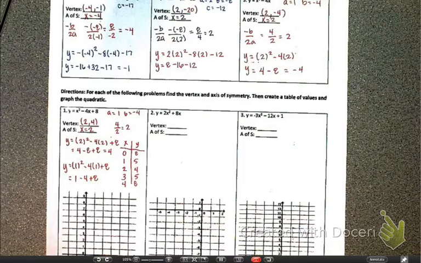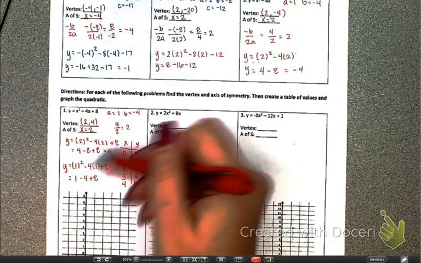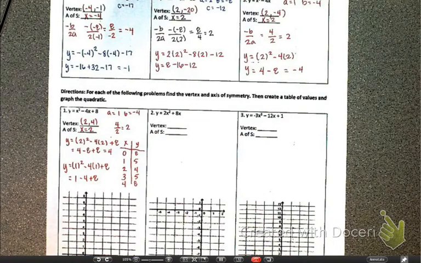The nice thing about vertex form is it's all there for you without you having to do math. You just have to be able to pull the information. Here you have to do some math to get the vertex. That's the difference.